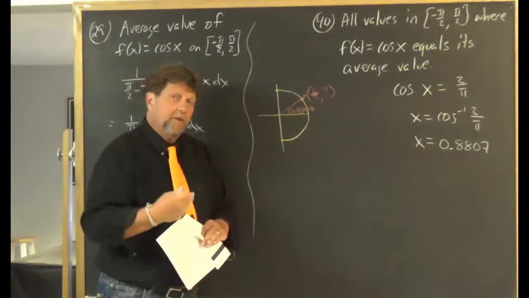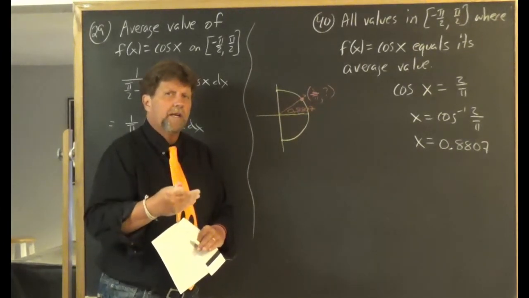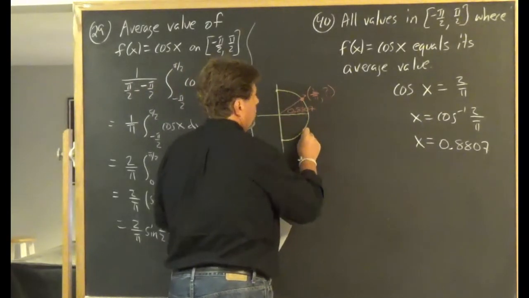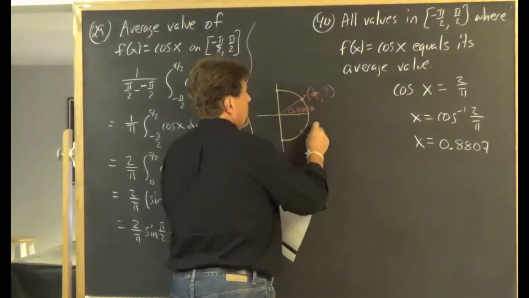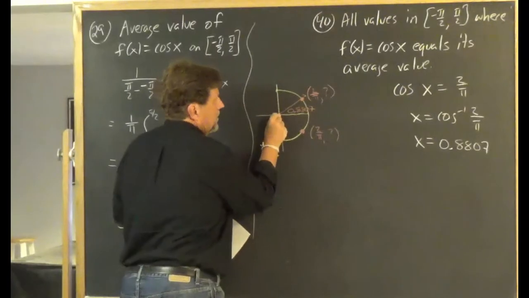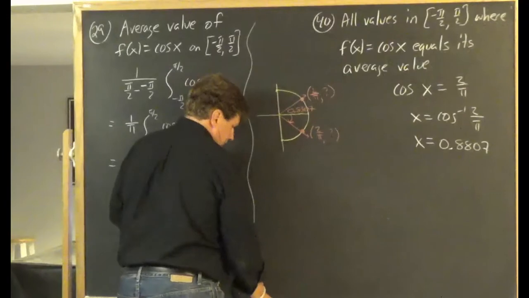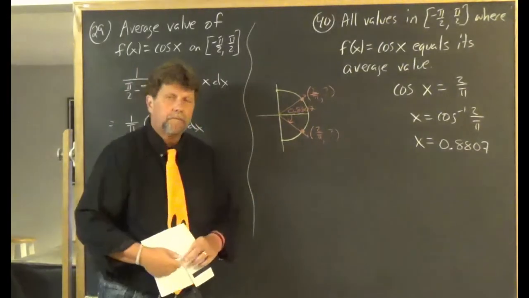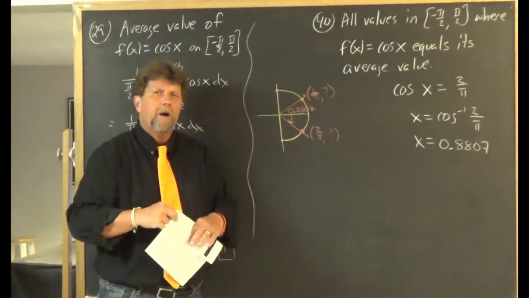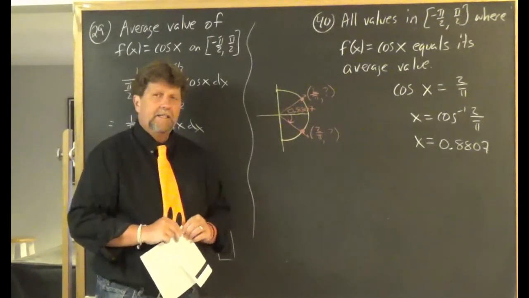But notice there is another point on the right half of the unit circle that has that same x coordinate of 2 over pi. It would be right here. And again, I don't know what the y coordinate is. So this angle here, this is the other value of x that we need to determine. No matter how many times you keep doing inverse cosine of 2 over pi, it's not going to tell you this angle. It's only going to tell you the point 0.8807.